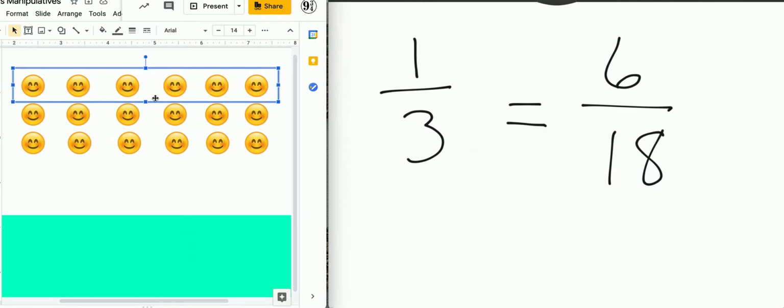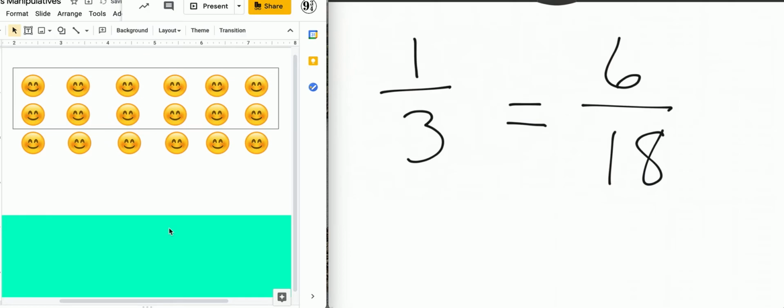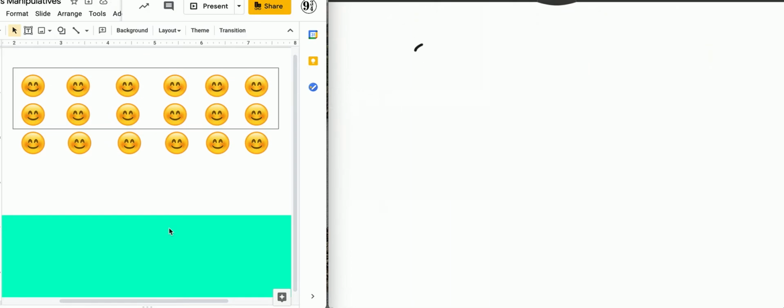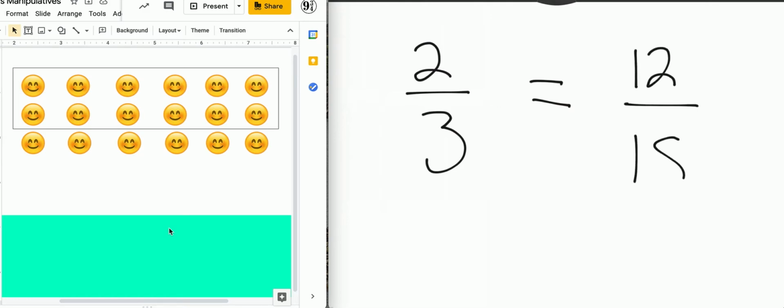Okay. Now, if I were to expand my box a little bit, now covering 2 of those rows, I could say this fraction would be 2/3, and I could also call it 12/18 because now we're covering 2 out of the 3 rows, and we also have boxed in 12 out of the 18 smiley faces.